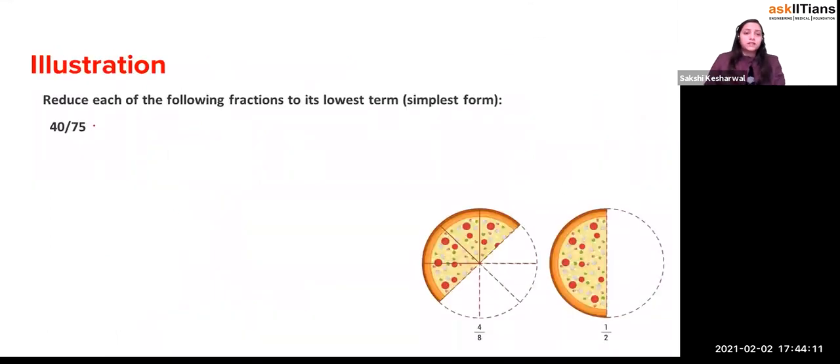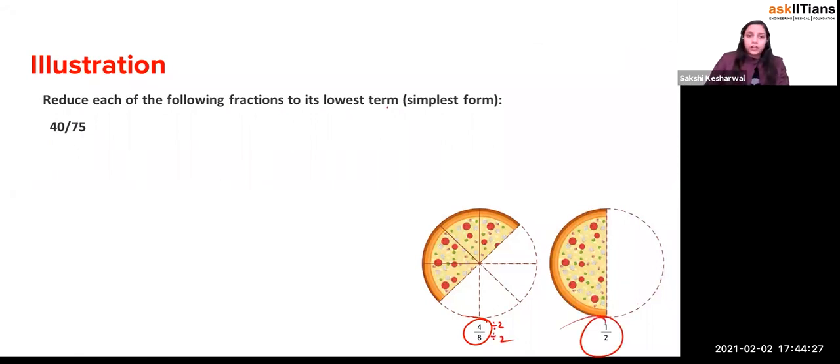Now, it says that reduce the following fraction into the lowest form. So here, see, it's written 4 by 8, right? Now, if you're going to reduce 4 by 8, you have to do what? Divide by 2, then divide by 2. So it is like 1 by 2. So you're just dividing it into half of it.